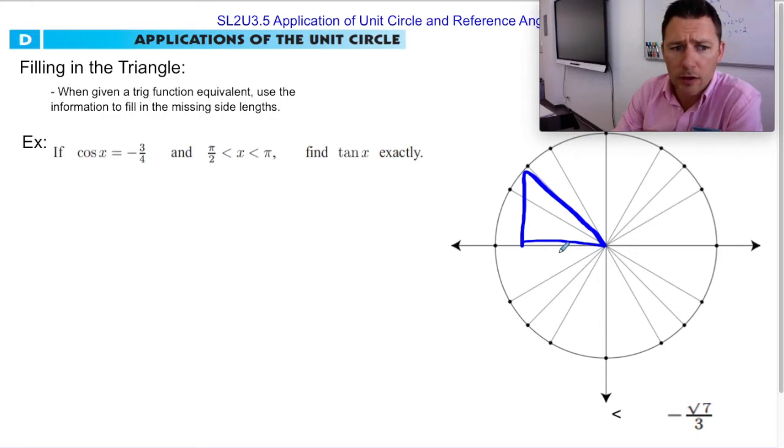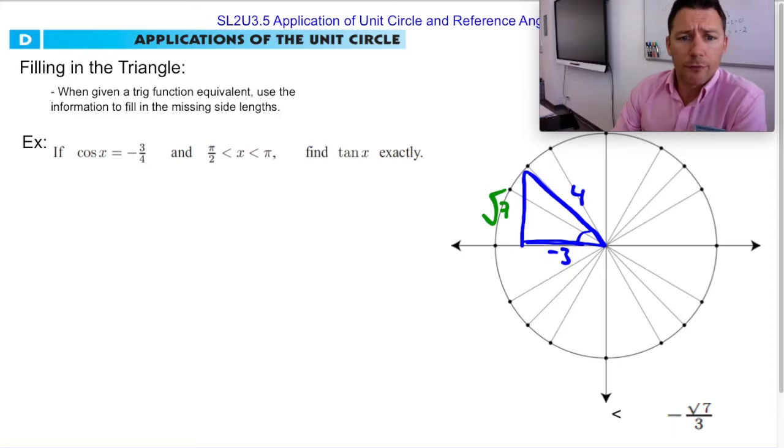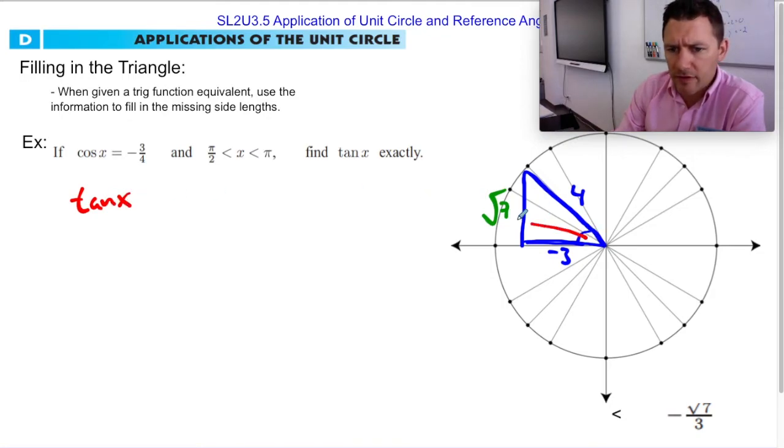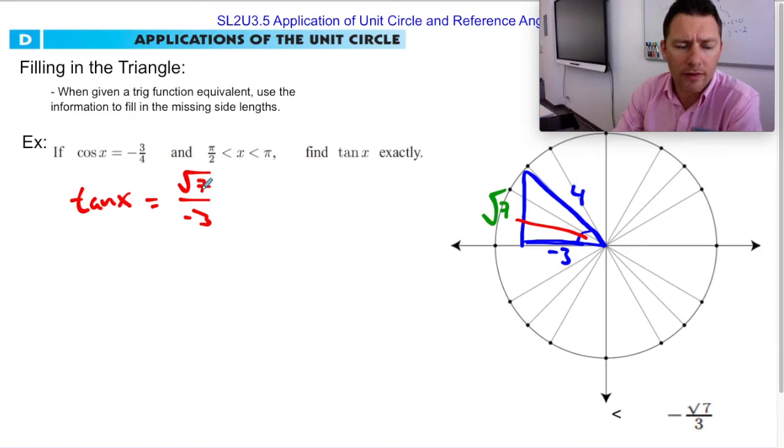So the cosine is -3. This is the adjacent, and this is the hypotenuse. So this should be √7 like we found before, except now it's the sine value. All right, and so for the tangent, if we're trying to find the tangent of theta, tangent is opposite over adjacent. Opposite's going to be this √7, and the adjacent is going to be the -3, and there we go. We've got the exact value.